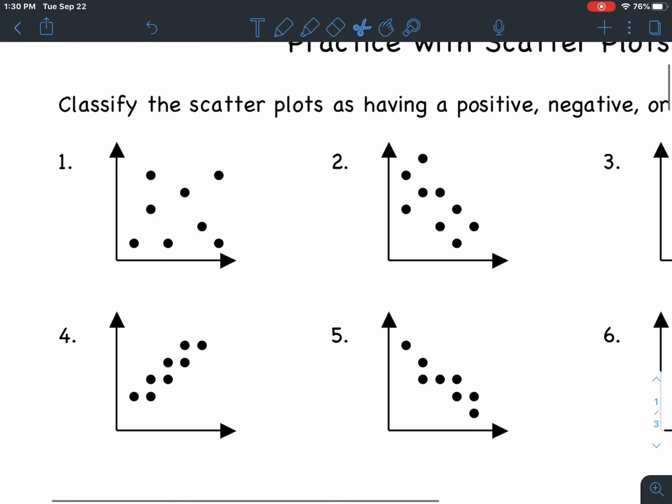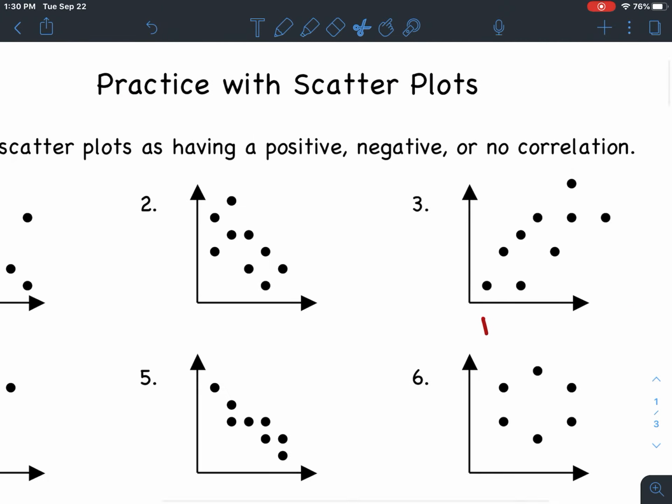So we're going to classify the scatter plot as having a positive, negative, or no correlation. And that means, are the points trending downward? Are they negative? Are they trending upward as we go from left to right? That's positive. Or are they just kind of thrown all over the graph with really no correlation? There's no rhyme or reason to them.